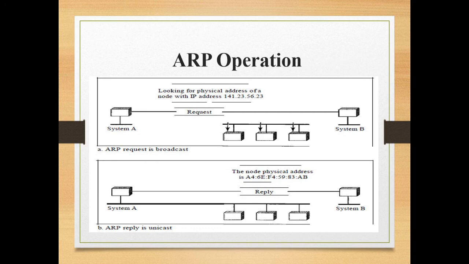In this figure, System A sends an ARP request with the logical address of the receiver, and the request is broadcast to the network. All the devices will discard the message except System B, which matches the IP address sent by the sender. So System B will reply with its physical address, and the reply will be unicast to the sender. An ARP request is a broadcast message.